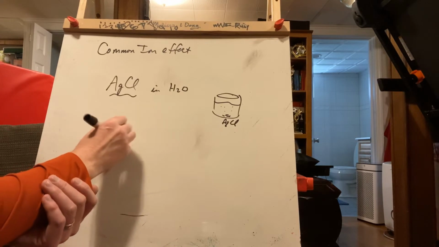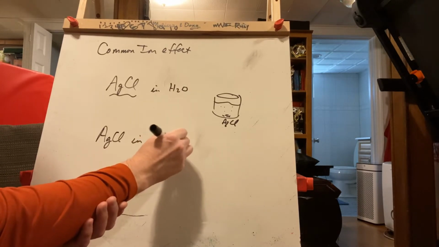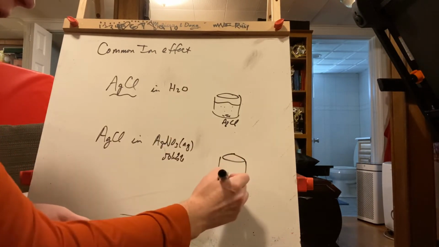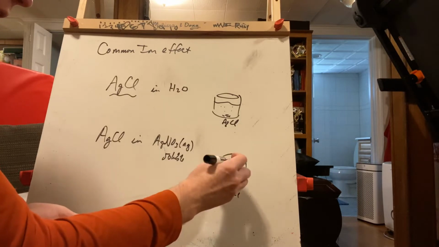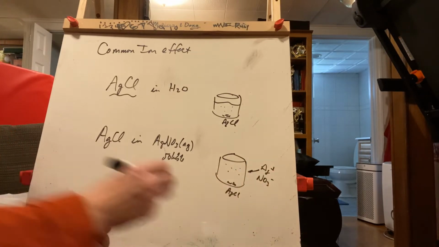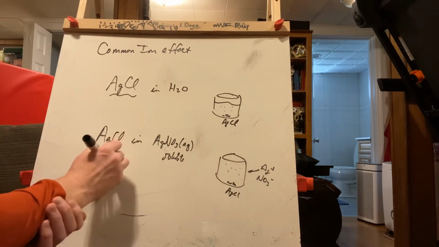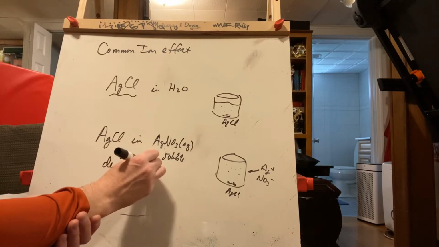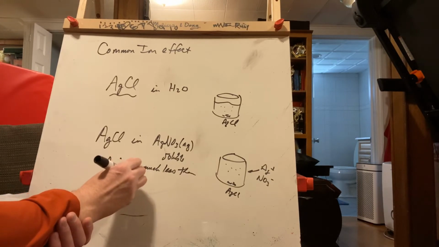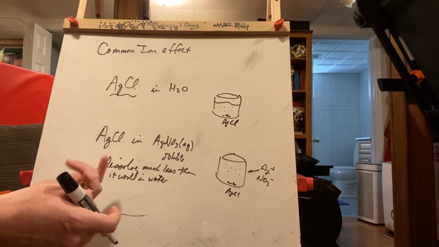Well, if you dissolve AgCl in AgNO3, which is soluble, that means you're going to have a pile of AgCl on the bottom and then a bunch of Ag+ and NO3- ions up here. And this is going to dissolve much less than it would in water. I just want to explain why that is. That's the math that you're going to be doing.